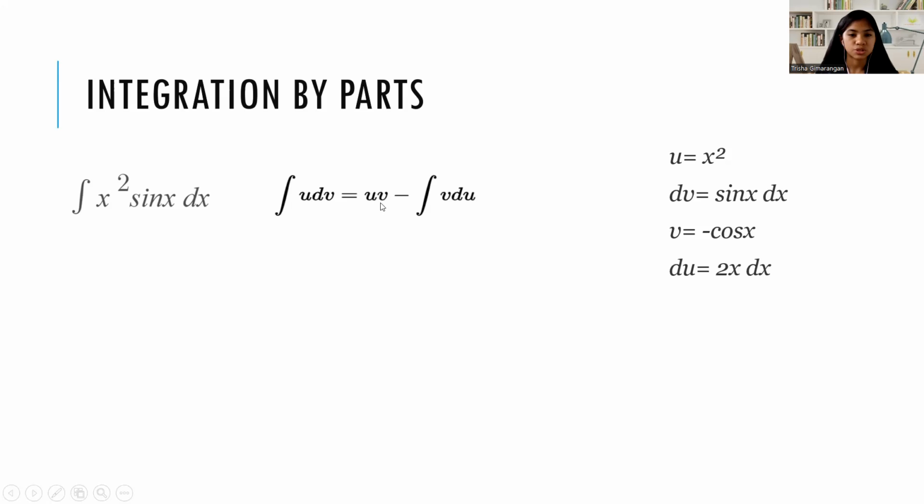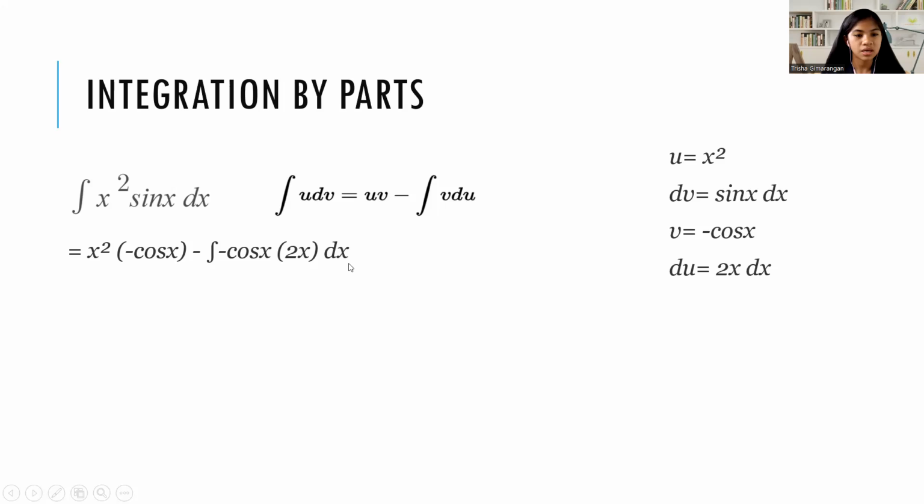So we will now substitute the values, and we derive this equation. The u equals x squared, so we have x squared, and then v is negative cosine x, minus the integral of v, which is negative cosine x, times du, which is 2x dx.